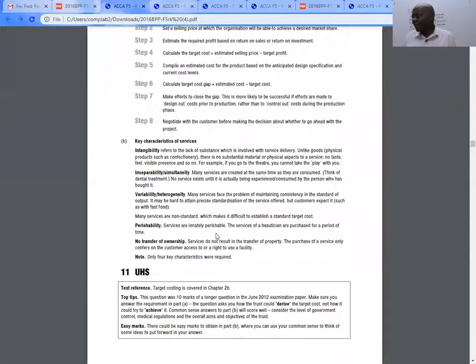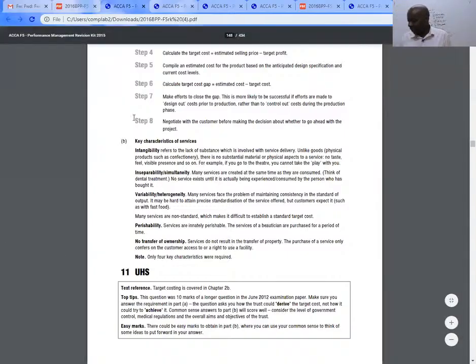Perishability, services are innately perishable. The service of a beautician is purchased for a period of time. Even the teacher's contract today will be ending at exactly 10, so it's perishable. I can't stay with you here forever. No transfer of ownership. Services do not result in the transfer of property. The purchase of a service only confers on the customer access to a right to use a facility. So, ladies and gentlemen, I hope that is okay.